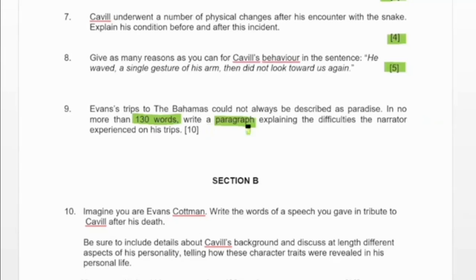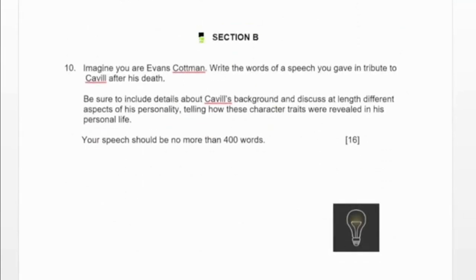You are going to write as clearly and as precisely as you possibly can. Finally, you will arrive at section B. It is in section B that you will find the directed writing question. Usually, the instructions are very specific and clear as to what you should be doing for this question.